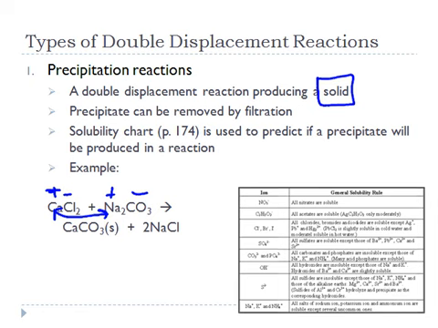The second thing you have to do is be able to predict the states. So if you look here, I've actually written a solid beside calcium carbonate. That means that if I mix these two compounds together, I will make a white goopy solid in the bottom of my beaker, and that is identified as calcium carbonate. My sodium chloride will remain dissolved in water, and I can write aqueous there. So what I'm going to do in class is teach you how to use a solubility chart so that you can predict which one is the solid all on your own.